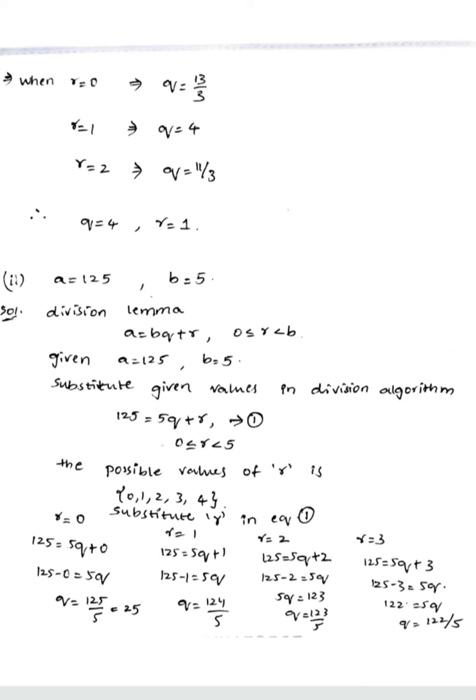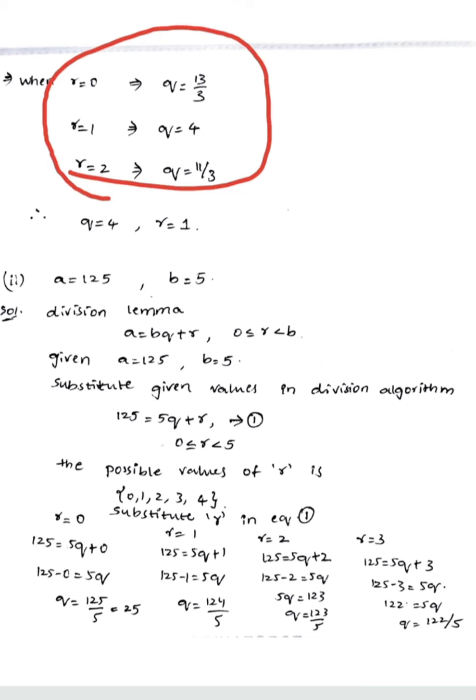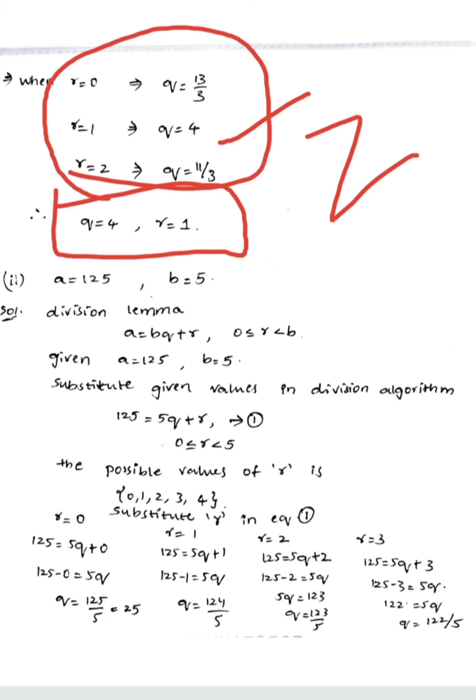When we substitute the r values, we get unique values of q. Among these values, we need to choose the ones where both r and q are integers, and that is the final solution.